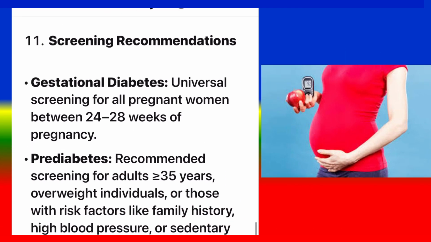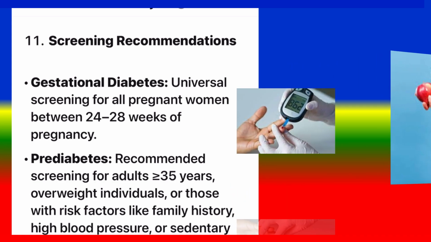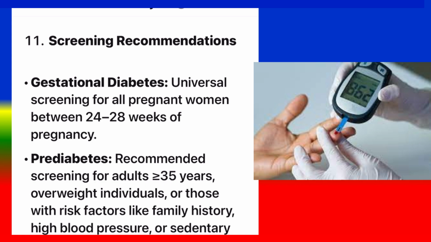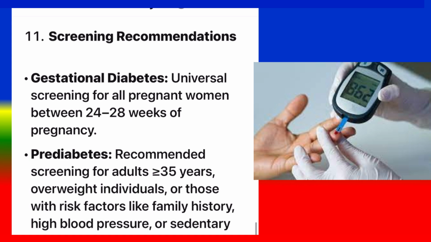11. Screening recommendations. Gestational diabetes: universal screening for all pregnant women between 24 to 28 weeks of pregnancy. Prediabetes: recommended screening for adults that are 35 years or older, overweight individuals, or those with risk factors like family history, high blood pressure, or sedentary lifestyle.